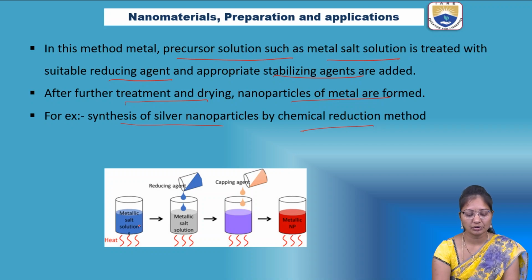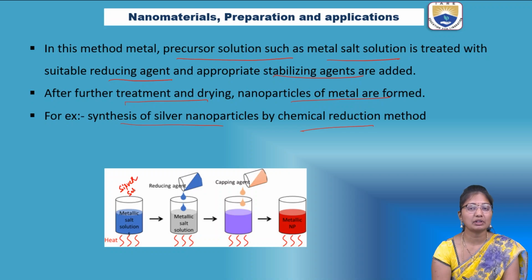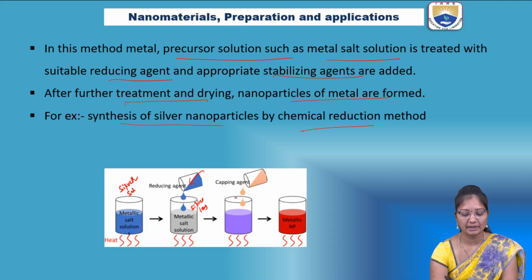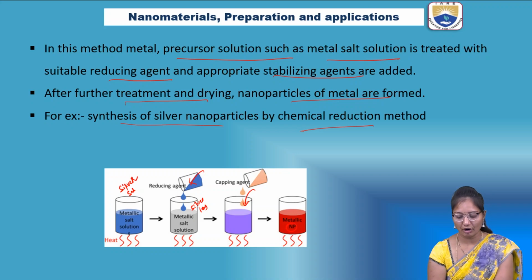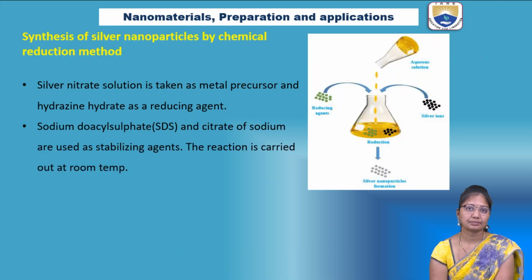So here the metal salt solution is silver salt. The silver salt is added, then the reducing agent is added externally, because when the silver salt solution is heated, the reducing agent reduces the silver ions. The silver ions thus formed have to be stabilized. Then the capping agent is added. Then the metallic nanoparticles, NP meaning nanoparticles, are formed like this. This is the way involved in the chemical reduction method of synthesis of nanoparticles.